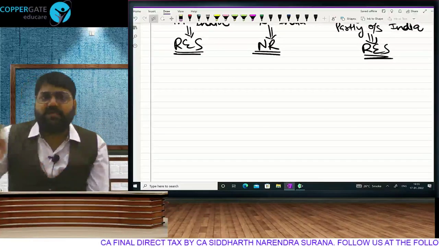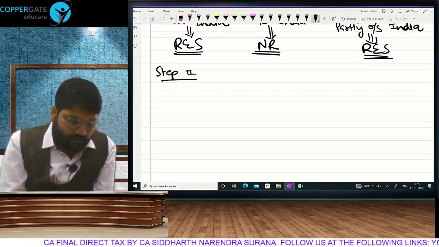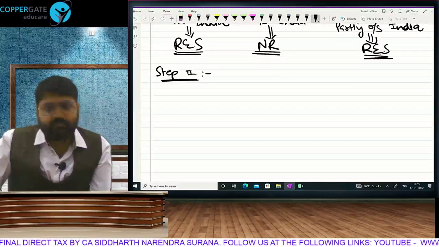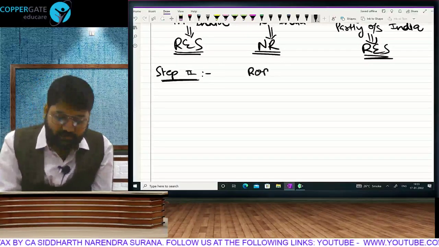If all the decisions are taken outside India, then? And if any one decision is also taken in India, then? Resident. And then we go to step 2. What do we decide in step 2?